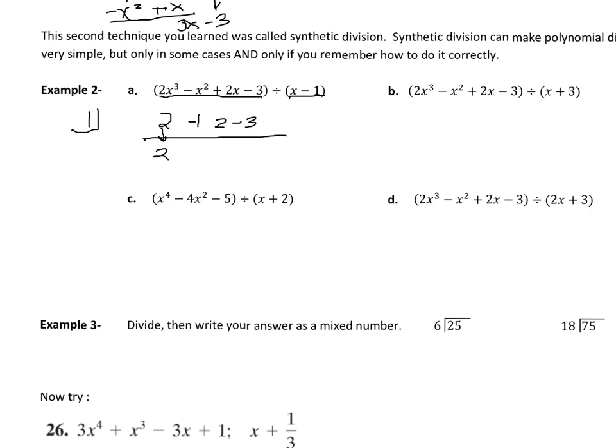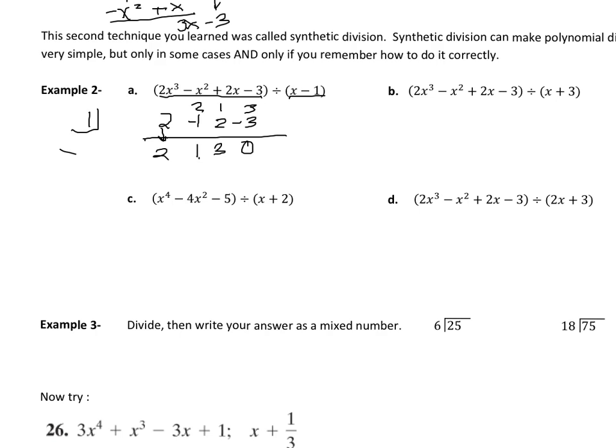Okay? Now anything that goes below the line, we're going to multiply by the number in our box. So 2 times 1 is 2. I'm going to put the 2 in the next column. Then I'm going to combine these two. 2 minus 1 is 1. Repeat the step. 1 times 1 is 1. Put it in the next column. 1 plus 2 is 3. 3 times 1 is 3. And then 3 minus 3 is 0.